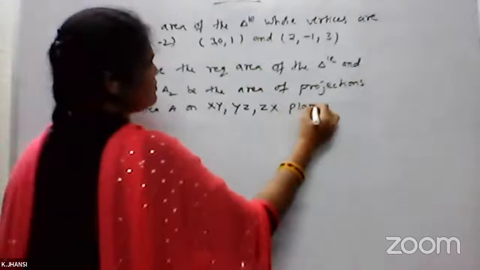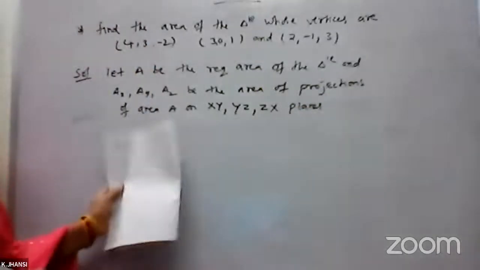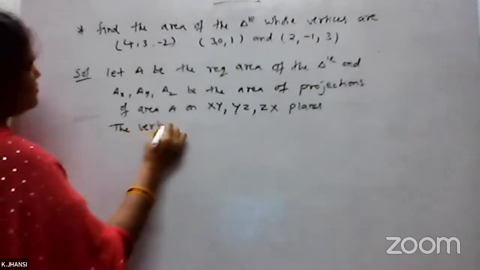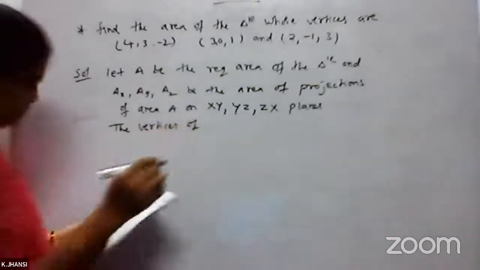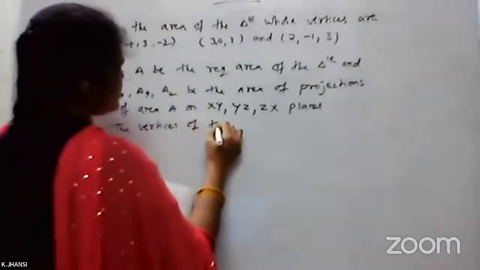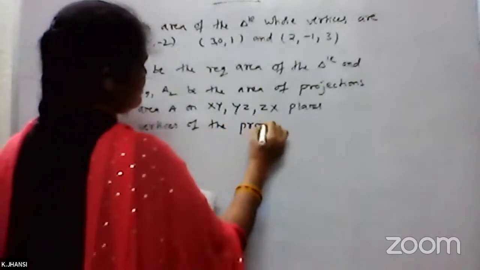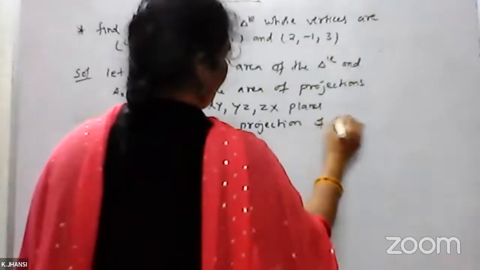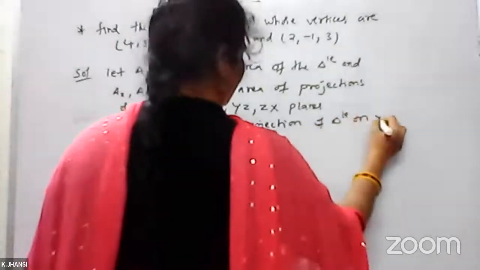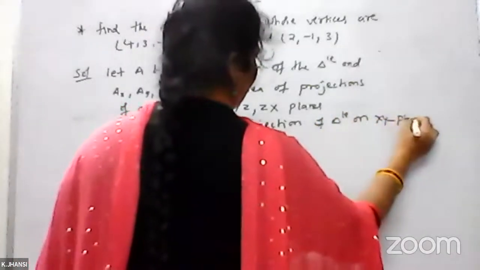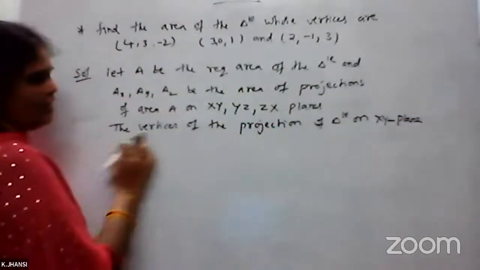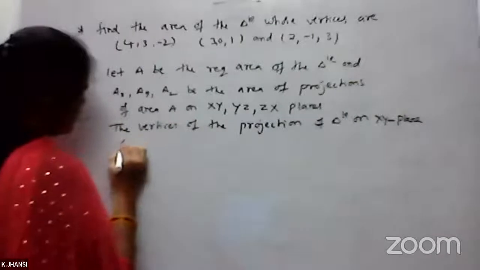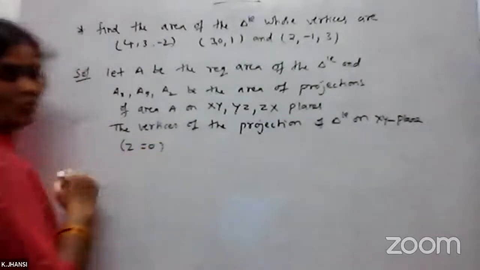ZX planes. Okay. So the sentence after writing that, the vertices of the projection of a triangle on XY plane. Okay. So whenever you are taking the vertices of the projection of triangle on XY plane, you will get this value equal to 0. Okay.